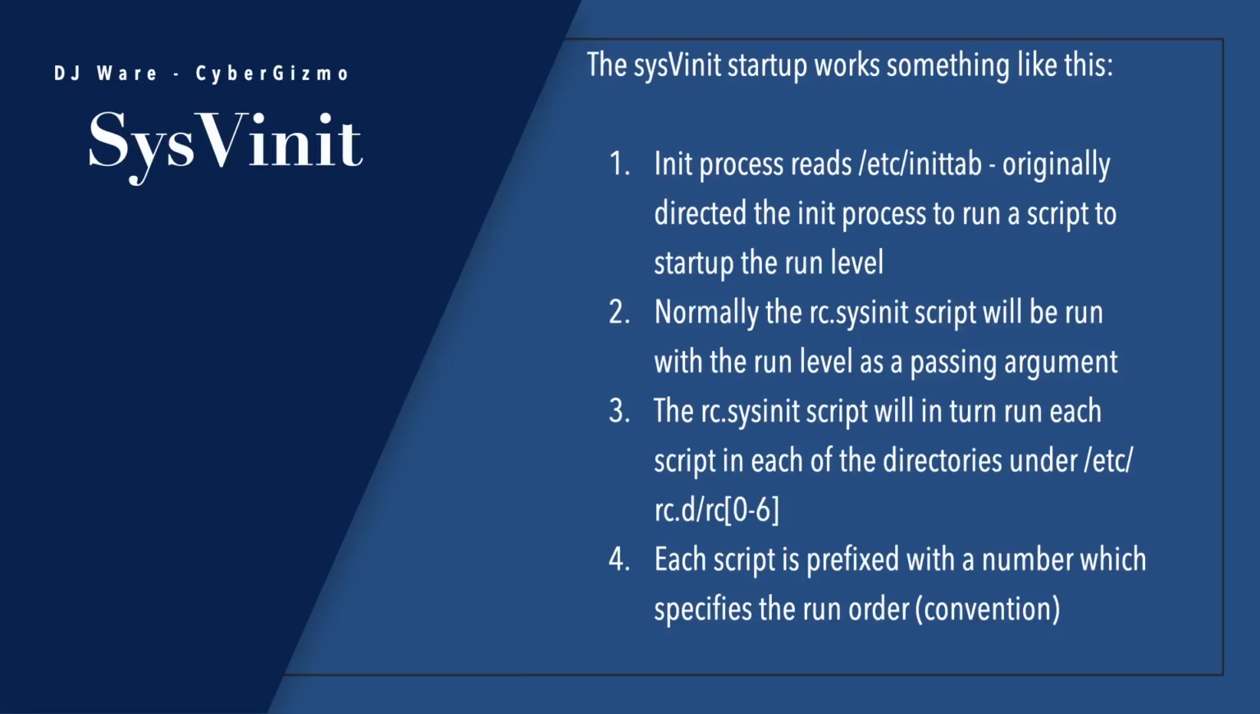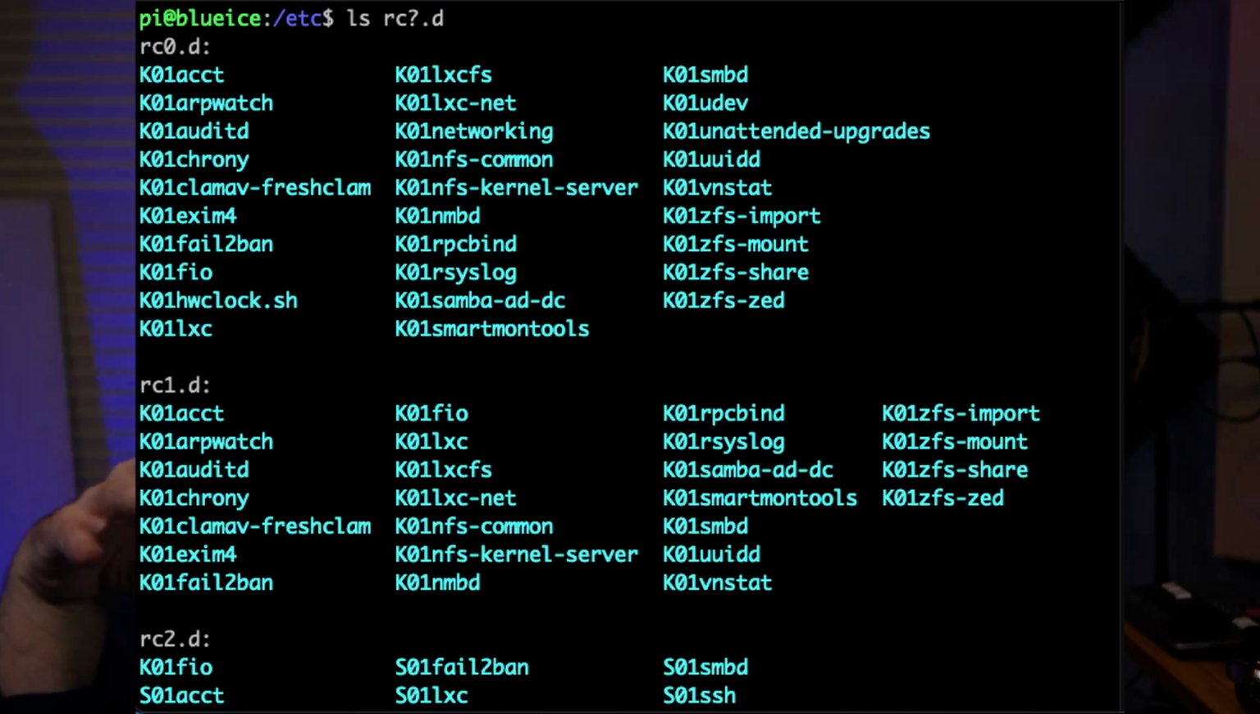So if it was run level 5, it would pass 5 to the rc.sysinit script, and then the sysinit script would then in turn run each script in each of the directories that it was directed to by the run level. So what directories did it go to? Usually it was /etc/rc.d, and then under there you'll find directories for rc0, rc6, and so forth. So rc0 through rc6. You may also see some that are for the shutdown and so forth that are in there as well.